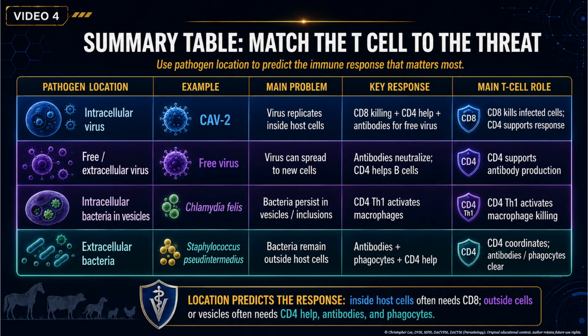So play it again, Sam. Location predicts response. Pathogens inside host cells often need CD8. Pathogens outside cells or in vesicles often need CD4 help, antibodies, and phagocytes.